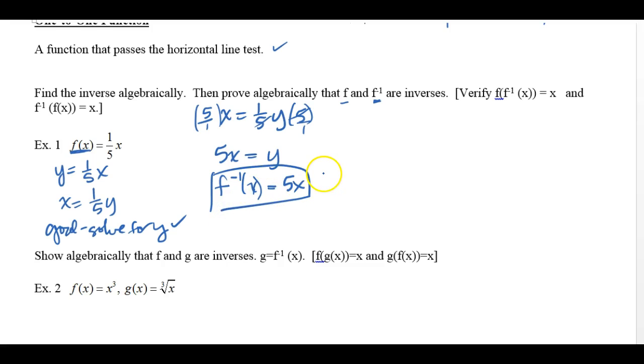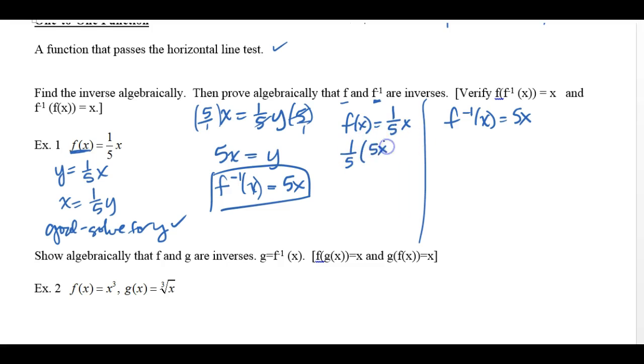Then it says to verify that these are inverses. So I'm going to take my original function and my inverse function and plug them into one another and see if I get x. Okay, so we're going to do it 2 ways. We're going to plug the first one in here. So I'm going to take 1/5, and instead of x, I'm going to put 5x.